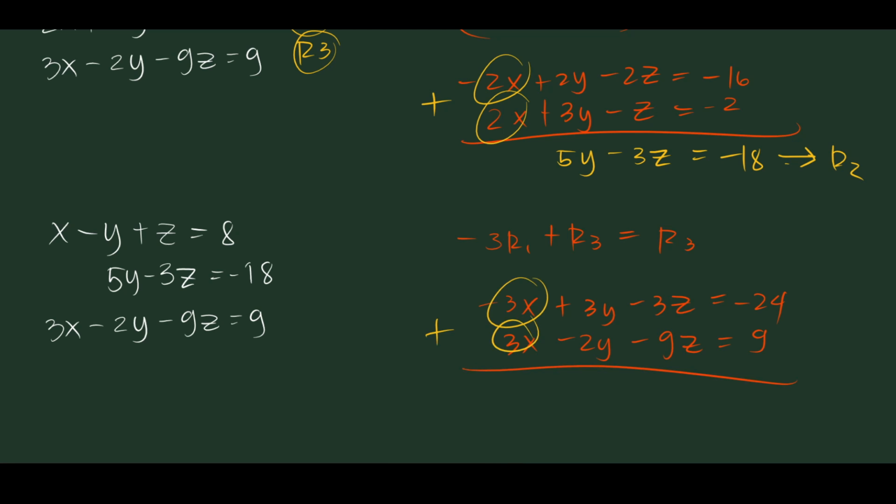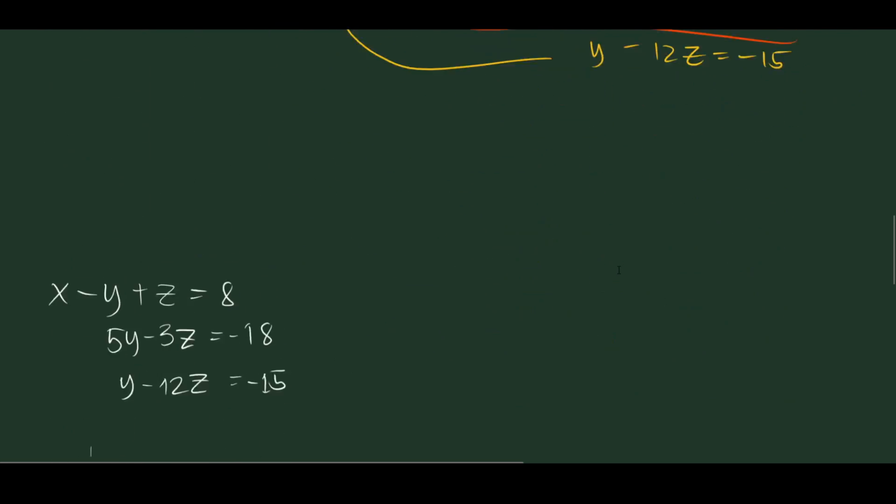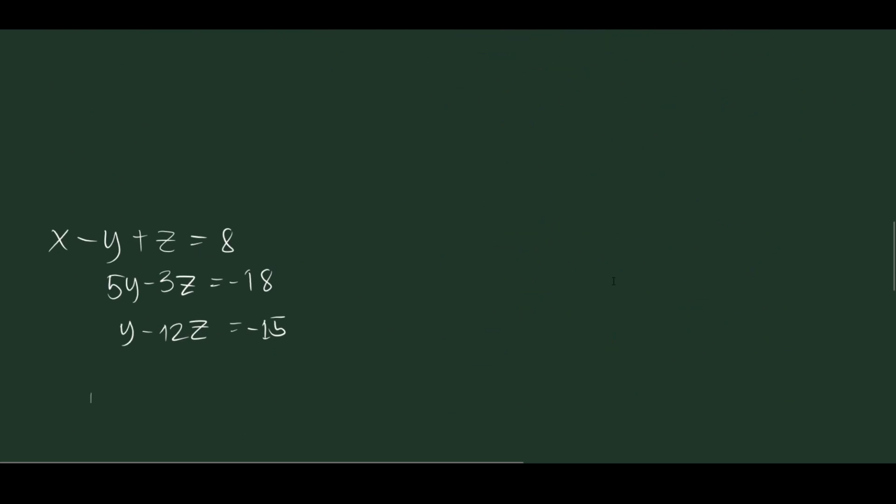So this will cancel out, right? Then we will be left with y, and then plus, what's this, 9 plus 3, that will be 12. 12z is equal to 24 plus 9, that would be negative 15. Okay, so we are going to substitute this to our R3. So this is now our result right here. Okay, so the next step.